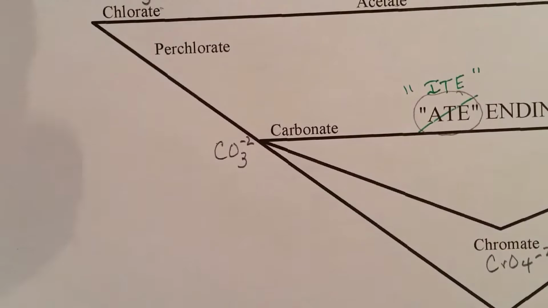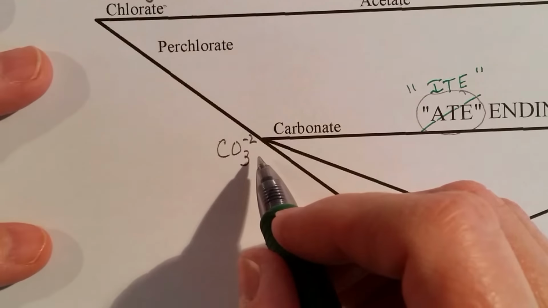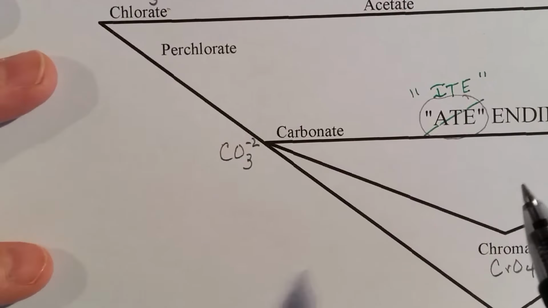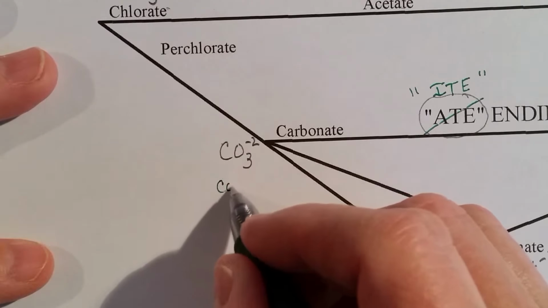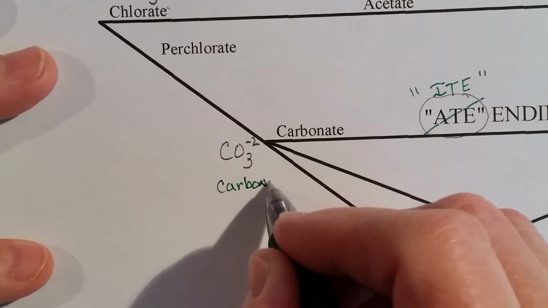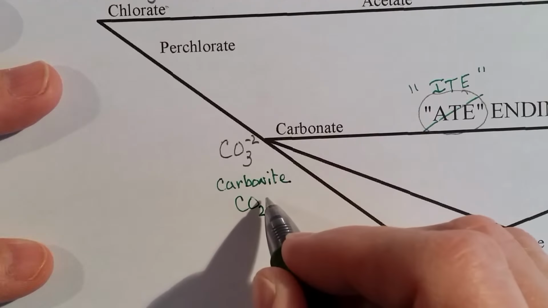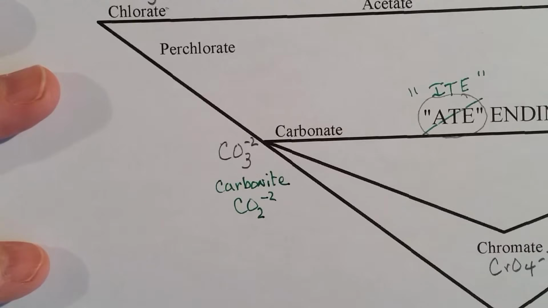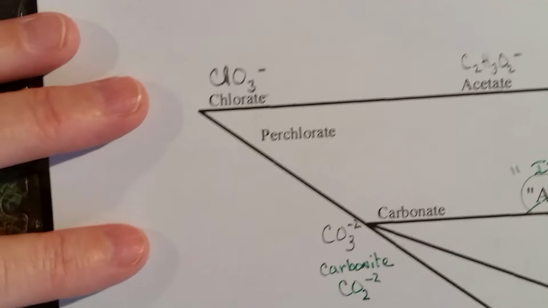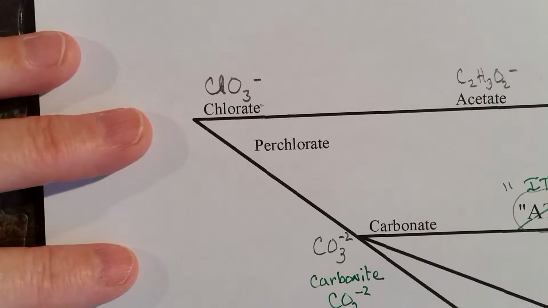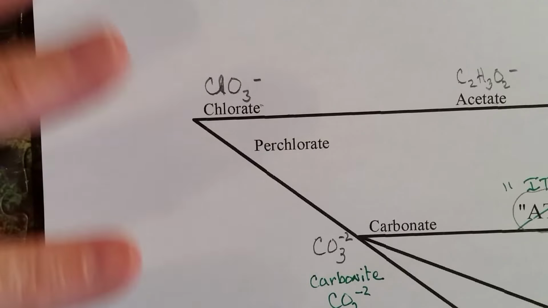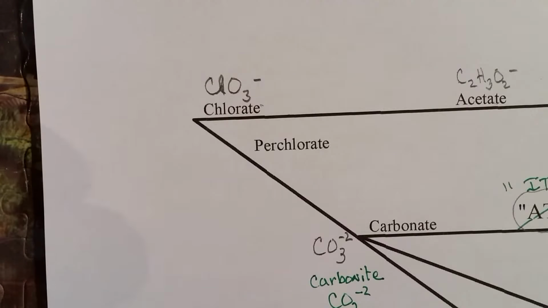Now, carbonate is not on your list either, but I think you're catching on here. Carbonate, in case you have it on a question from your textbook, is going to be CO3 with a -2 charge, and carbonite would be CO2 with a -2 charge. All right, now chlorate has a unique naming system.